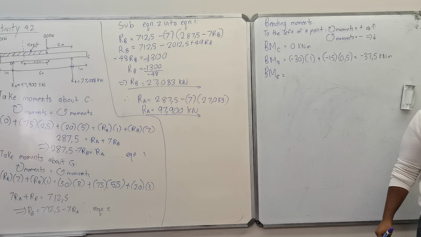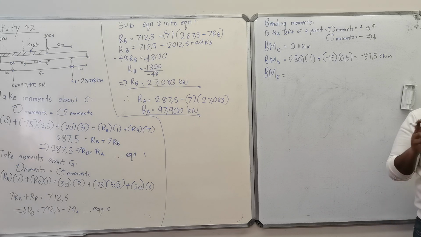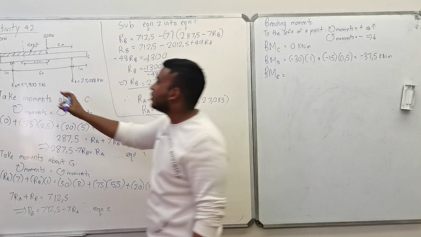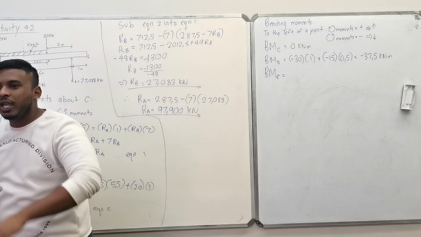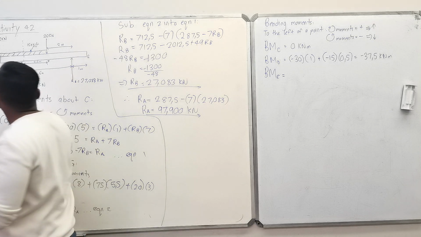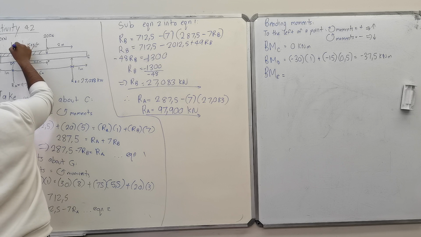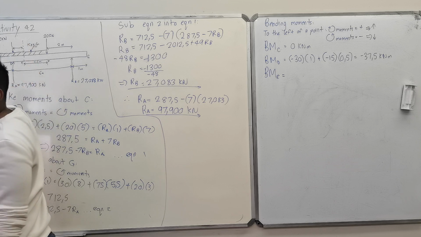Which are the 3? RA acting up, the 30 kilonewtons acting down, and then the 2.5 meters of the uniformly distributed load. So now you will have to convert this into a concentrated load, and it will act at the middle here. This distance from here to E would be what?